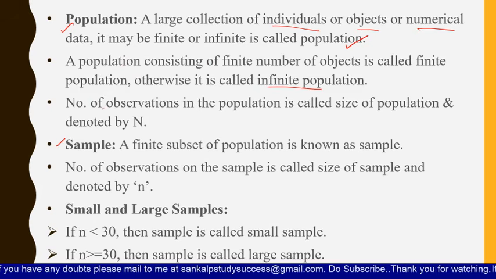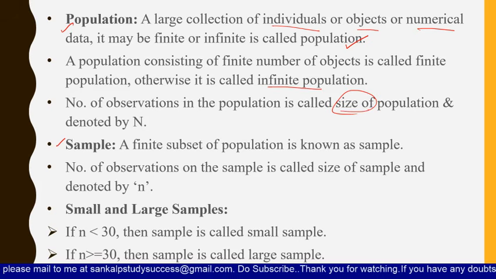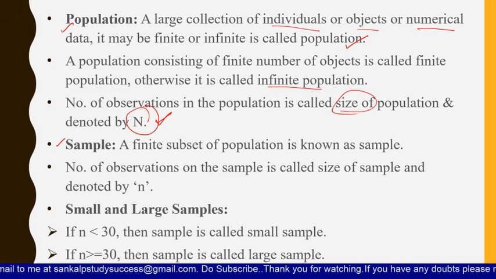The number of observations in the population, that is, how many objects are present, is nothing but the number of observations. That is called the size of the population, and it is denoted by capital N. So this is about population.